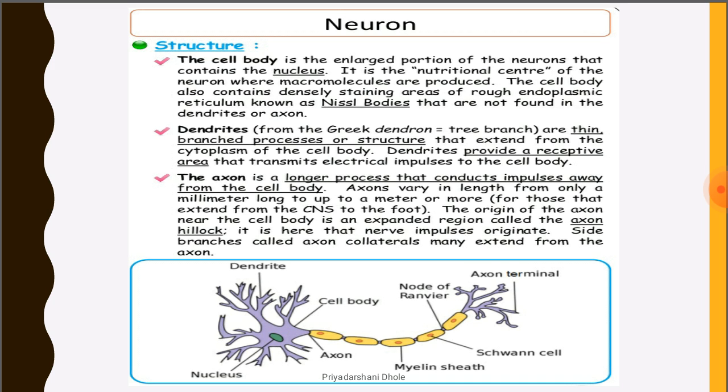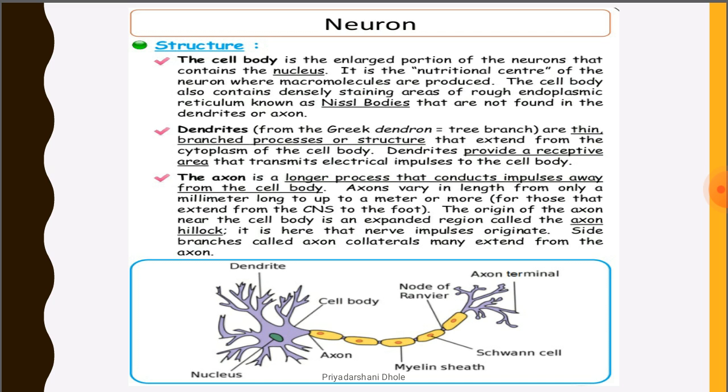The cell body is the enlarged portion of the neuron that contains the nucleus. It is the nutritional center of the neuron where macromolecules are produced. The cell body also contains densely stained areas of rough endoplasmic reticulum known as Nissl bodies, which surround the nucleus. They are not found in the dendrites or axon.